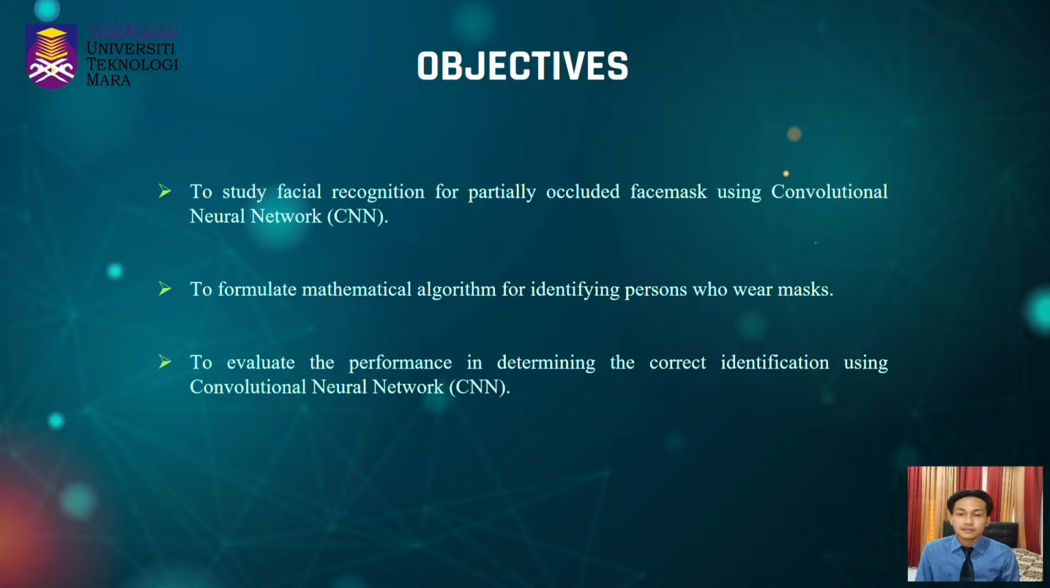Next, the objective. What needs to be achieved in this project? So the first one is I want to study facial recognition for partially occluded face masks using convolutional neural network algorithm. The second one is I want to formulate the mathematical algorithm for identifying the person who wears a face mask. Finally, I want to evaluate the performance in determining the correct identification using convolutional neural network algorithm.